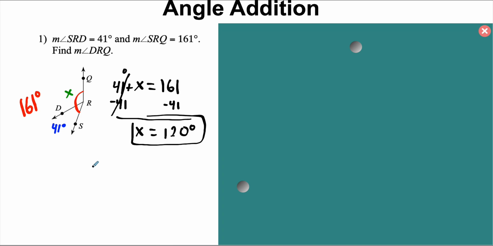So we want to write it down like this. The measurement of the angle DRQ is equal to 120 degrees. And there you have your answer. Okay, so when you have this problem, make sure first label it. And remember, this is one angle plus the other angle is equal to the whole angle. Okay, hopefully that helps, and I'll see you next time.